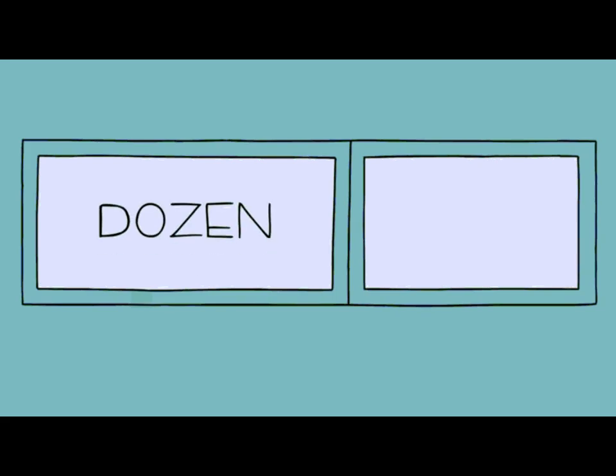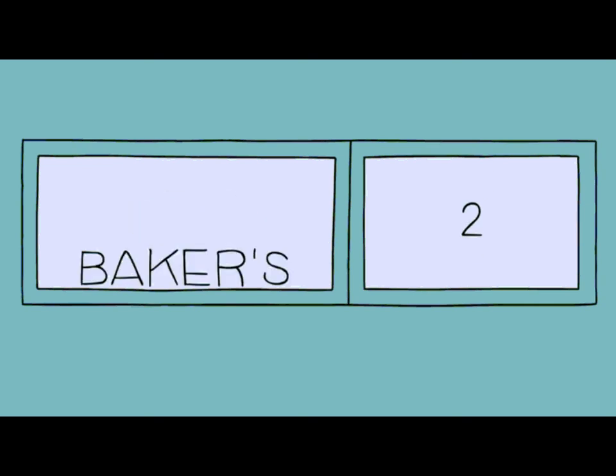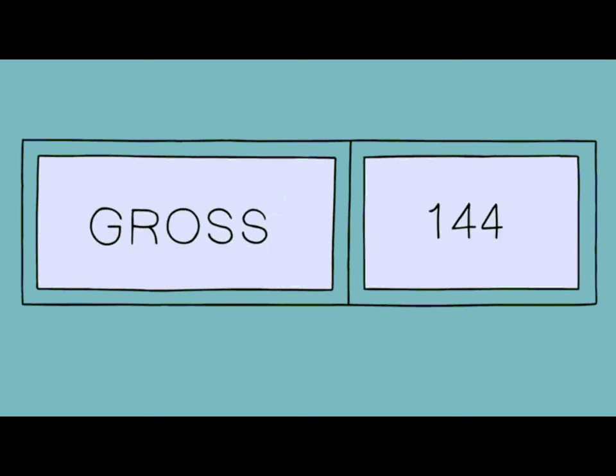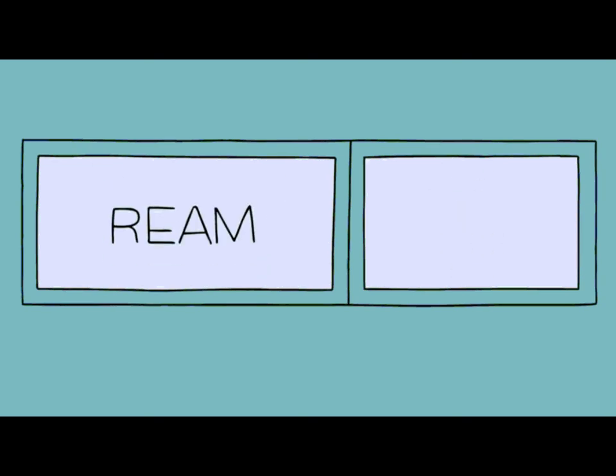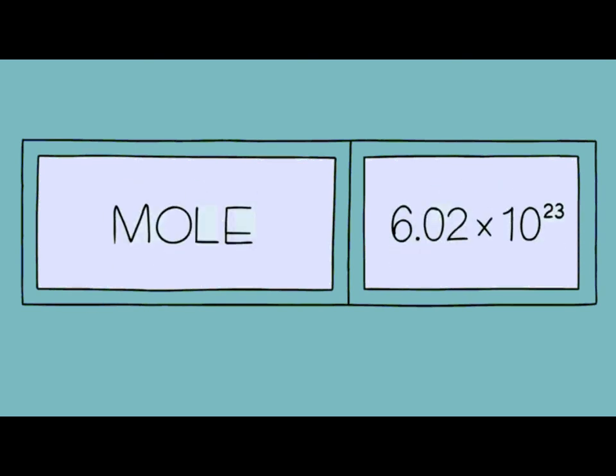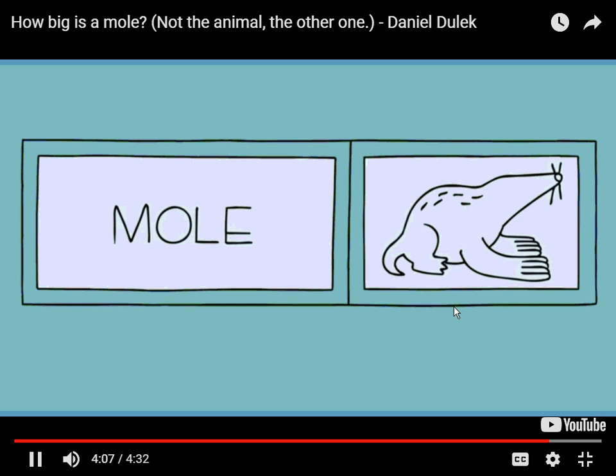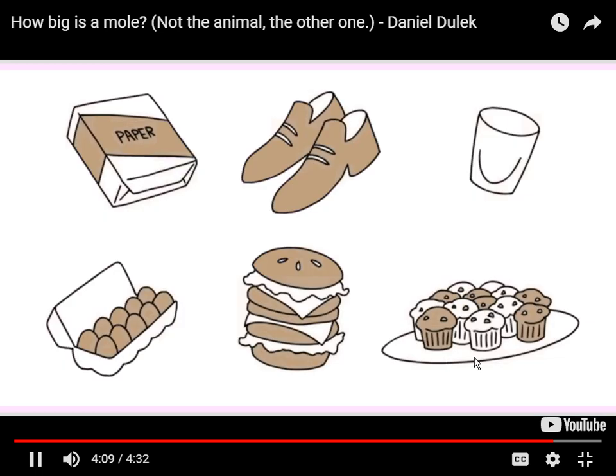When we hear the word dozen, we probably think of the number 12. We also know that a pair is 2, a baker's dozen is 13, a gross is 144, and a ream of paper is, anybody? A ream is 500. Well, a mole is really the same thing. For a chemist, the mole conjures up the number 6.02 times 10 to the 23rd, not a fuzzy little animal. The only difference is that the other quantities are more familiar to us.